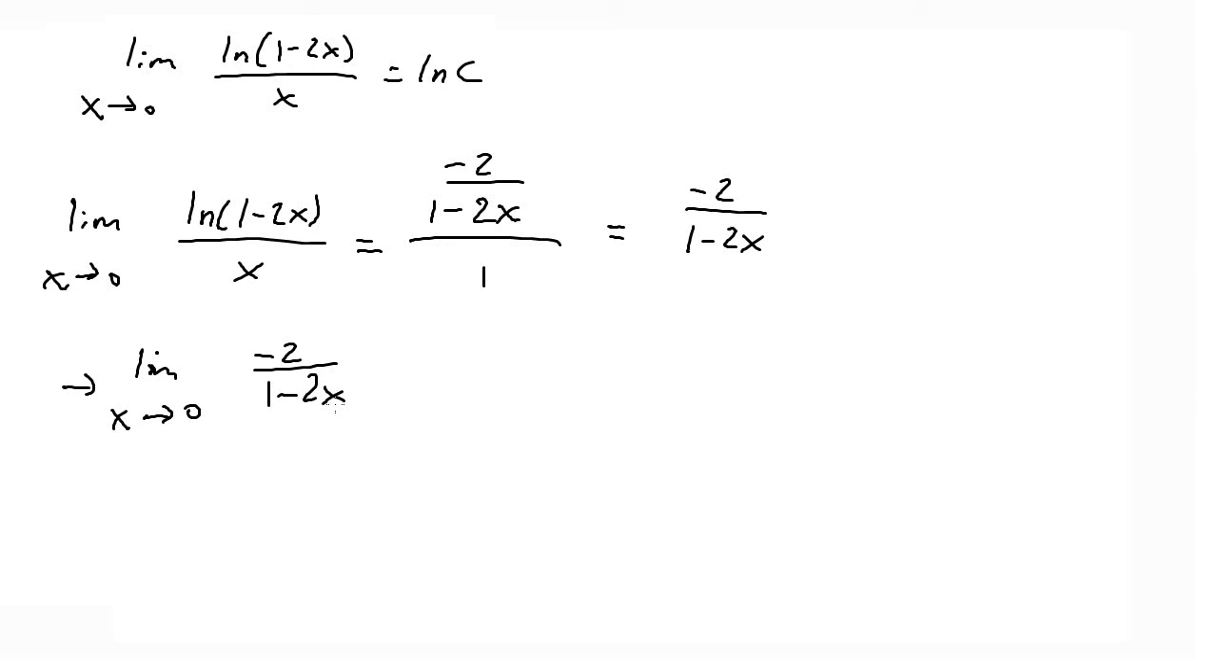Now I can use direct substitution. So we get negative 2 over 1 minus 2 times 0, which is 0. 1 minus 0 is 1, so we get negative 2 over 1, which is negative 2.